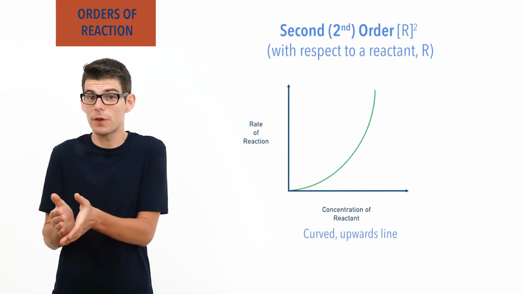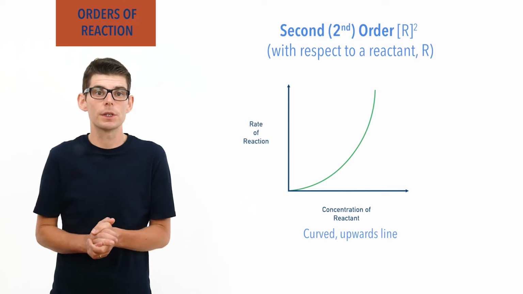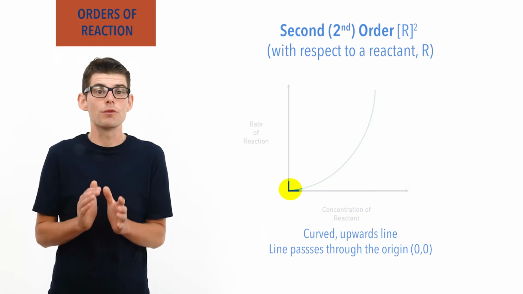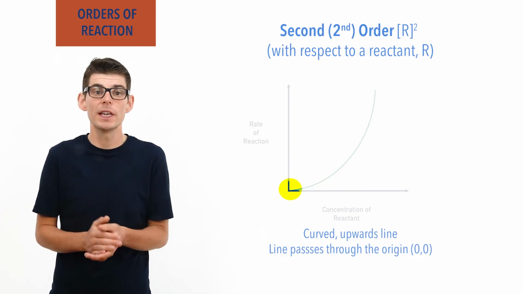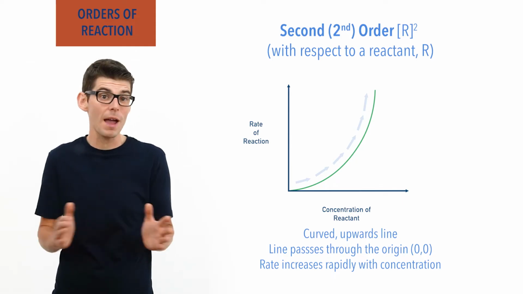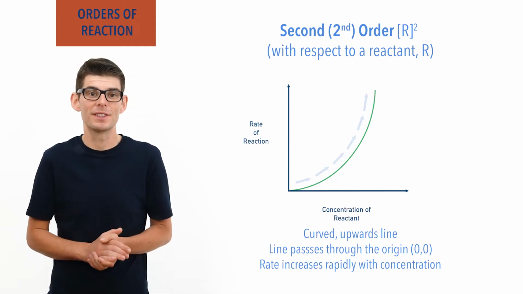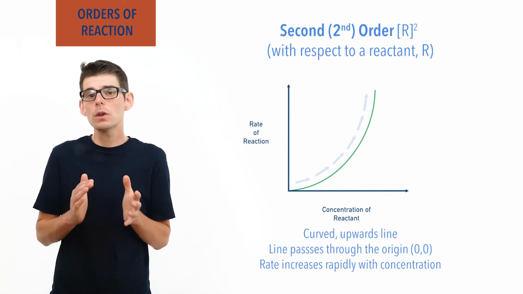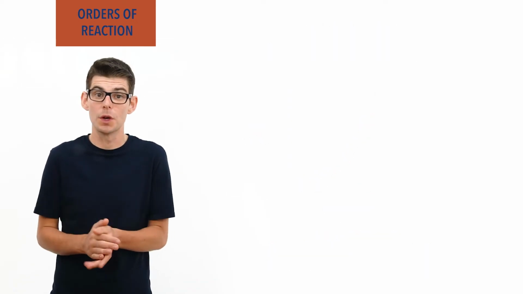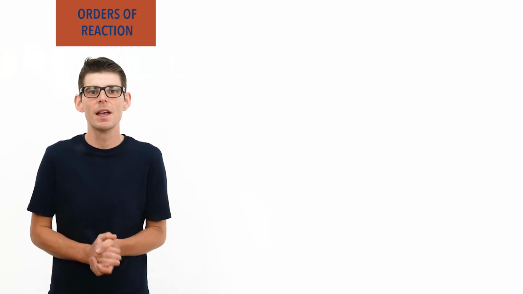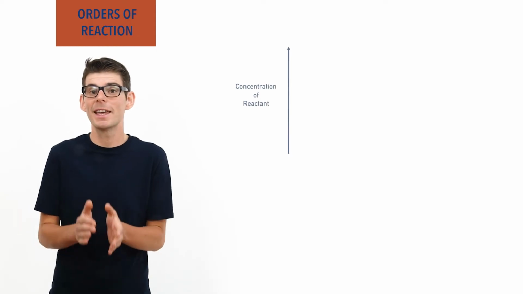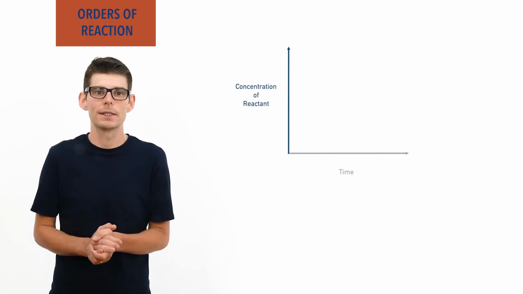Like if the reaction is first order with respect to the reactant, the line must pass through the origin. However, this time the rate increases exponentially with the concentration, giving a curved line that starts to go up rapidly as concentration increases. We can also identify whether a reaction is zero, first or second order with respect to a particular reactant by plotting concentration of the reactant on the y-axis against time on the x-axis.